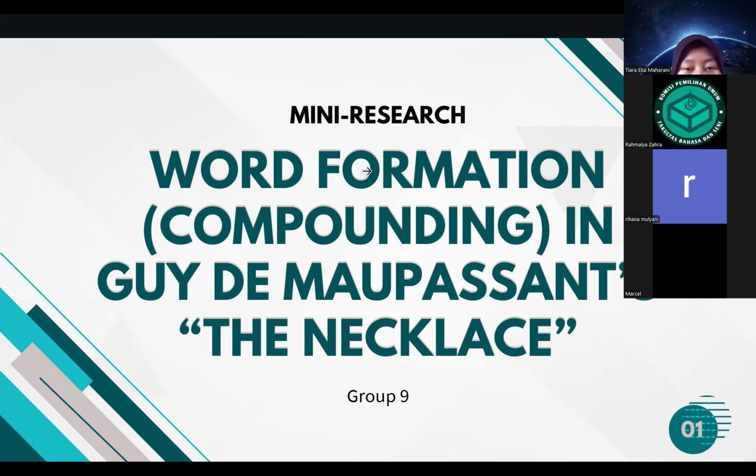Good morning. We will be presenting about our mini research about word formation, compounding, and Guy de Maupassant's The Necklace.